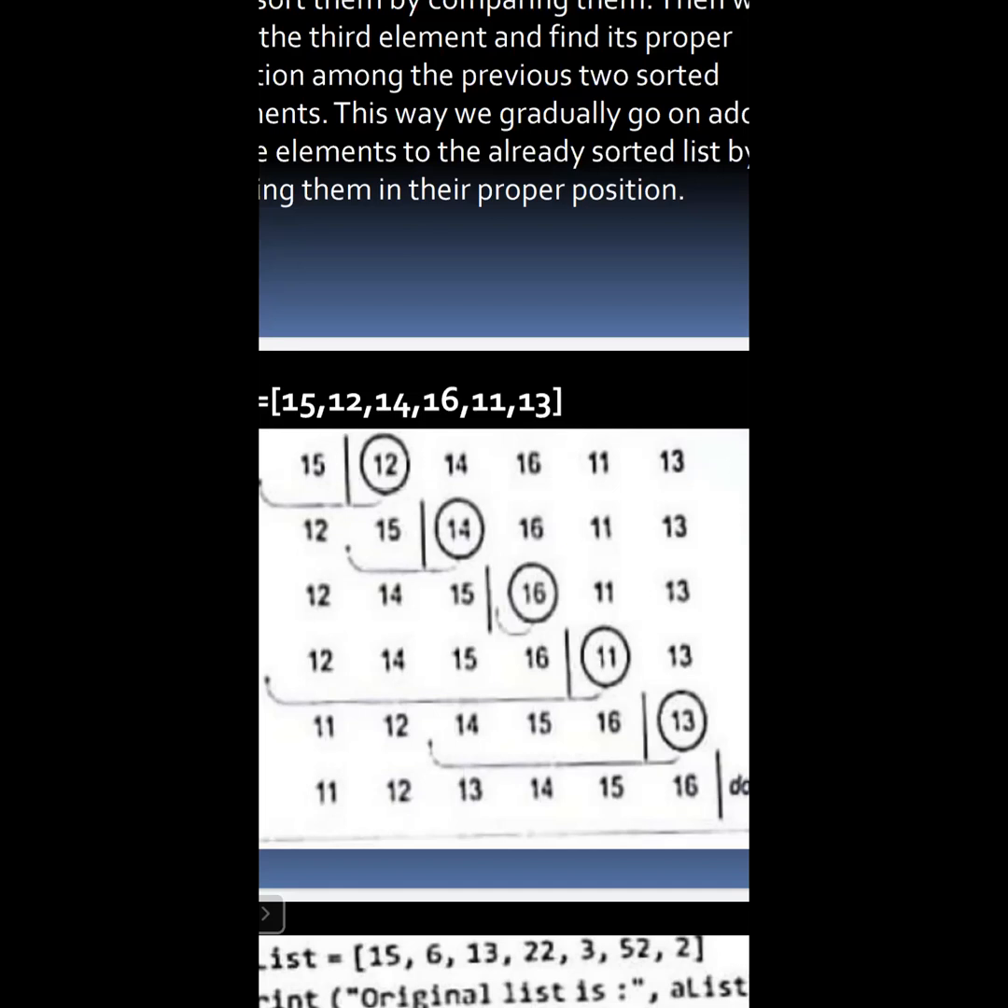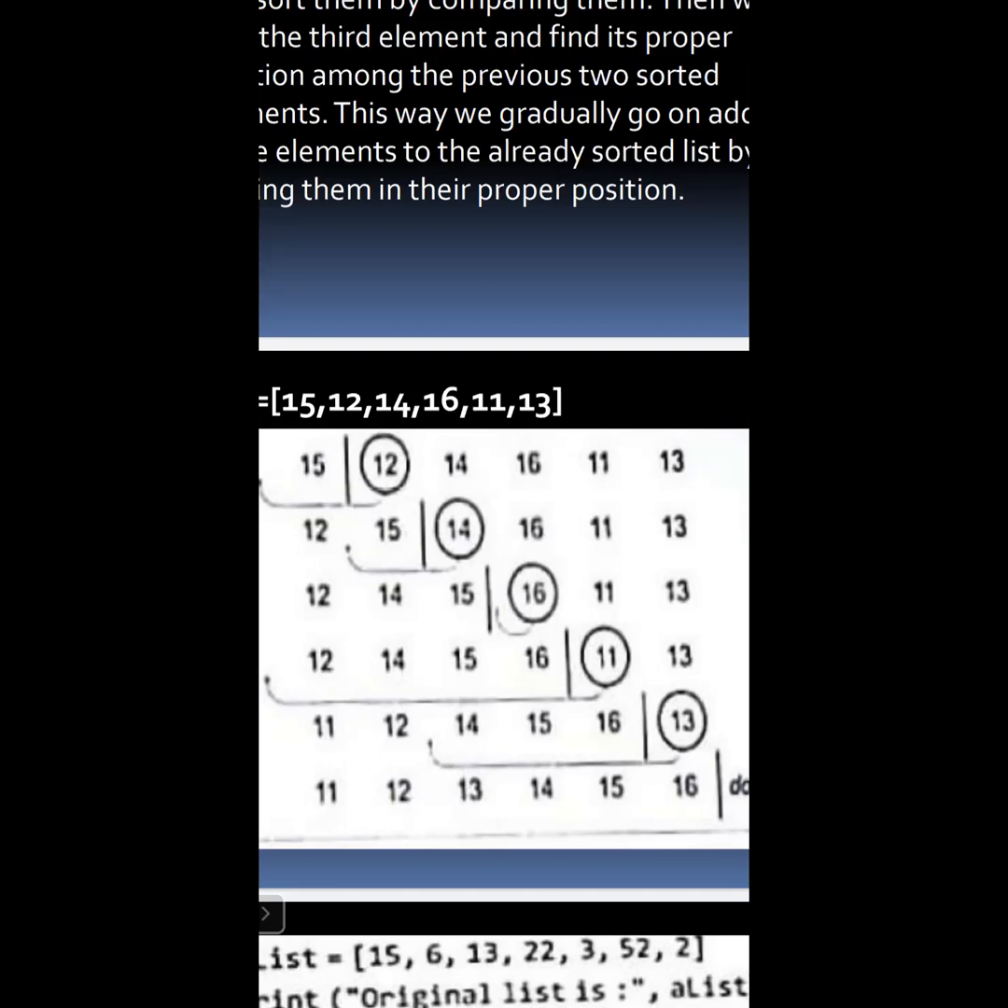Then again it will check. 13 lesser than 14. Condition true or false? True, sir. Then swapping will happen. Now 13 will be in the 14th position. Okay. Then what is the previous element? 12. Now condition is what? 13 less than 12. Condition true or false? False, sir. Very good.